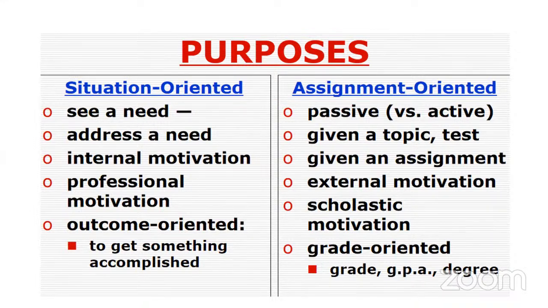It can be internal motivation. It can be professional motivation. It can also be outcome-oriented, where you are set to get something accomplished. Then it can also be for an assignment or scholarly purpose. That's when maybe you're pursuing a particular degree and you need to get this done. So these are the preambles that we need to understand about writing.